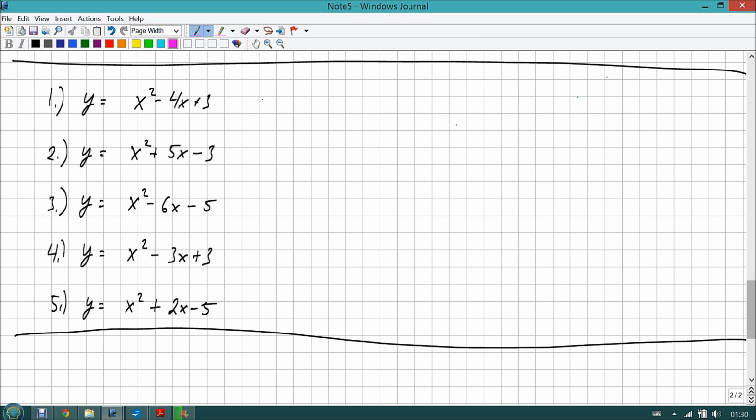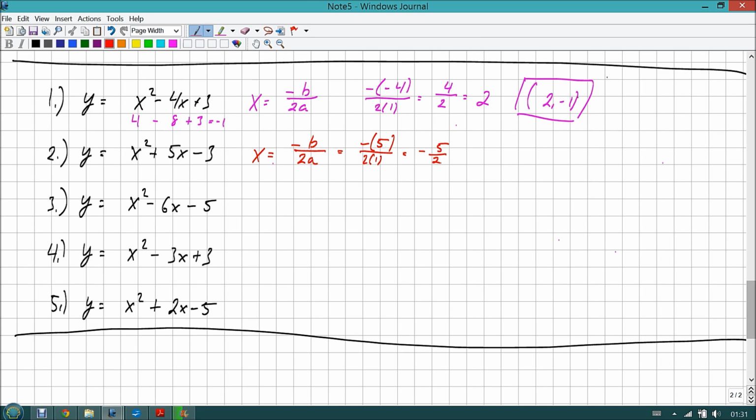Alright, let's see them in action. Remember, this is x is equal to negative b over 2a for all of these. So in this particular case, we have negative 4 over 2 times 1, which is positive 4 over 2, which is 2. Get 4 minus 8 plus 3. 4 plus 3 is 7, minus 8 is negative 1. So the vertex is at 2, negative 1.